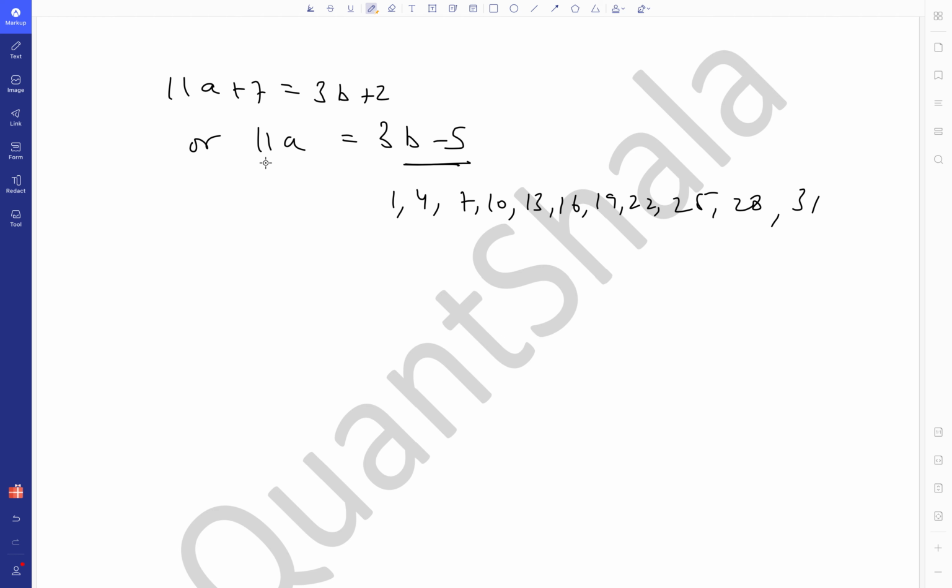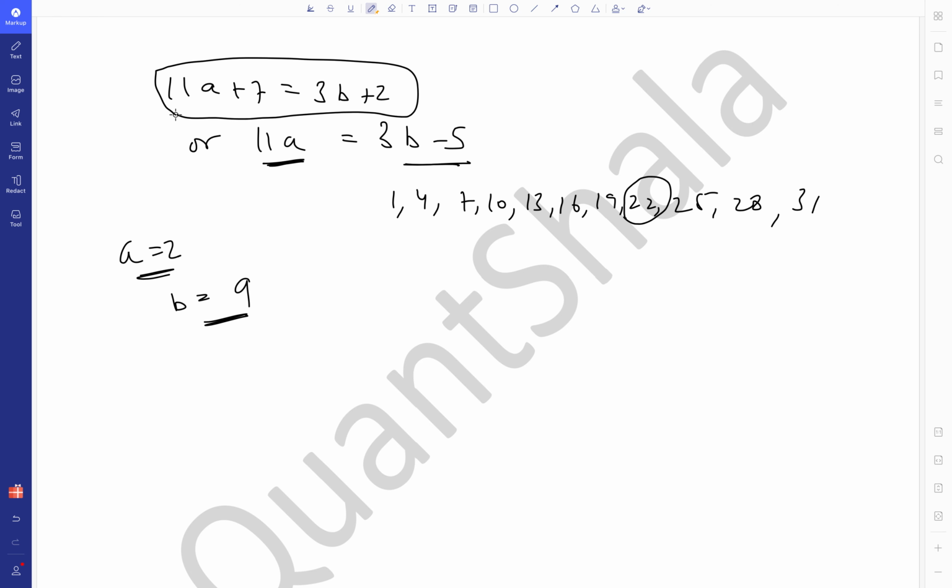So did we get any multiple of 11 in this case? Yes, we did. We didn't get 11, but we did get 22. So that means a equal to 2 is a satisfying value, and in that case b will be 9. Now what is the value in these cases? Just find the LHS or RHS, because both will be equal. You're getting the LHS and RHS both as 29. So the remainder of n with 33 can be directly said to be 29.